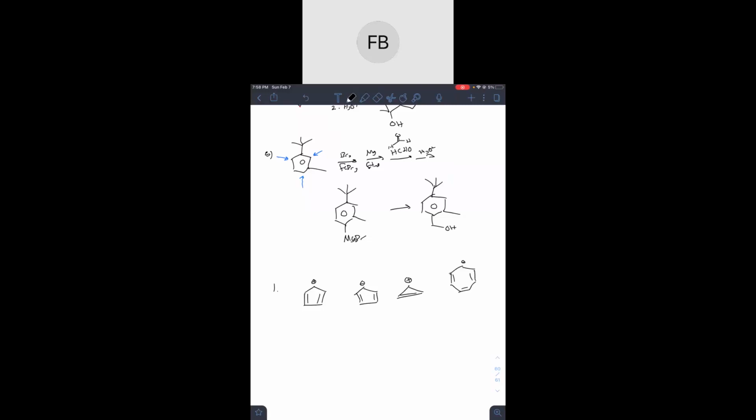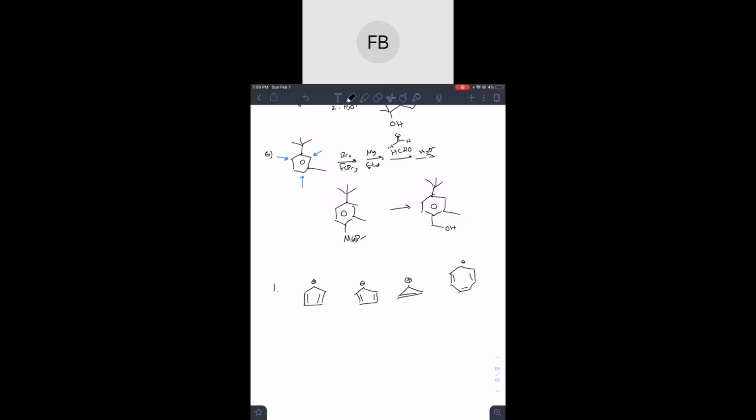So, which of the following are aromatic? You guys can send me in the chat your solutions to this. Okay, so you guys are all saying the middle two. So you're saying that number 1 and number 4 violate the aromaticity rules. Let's just go through that real quick.